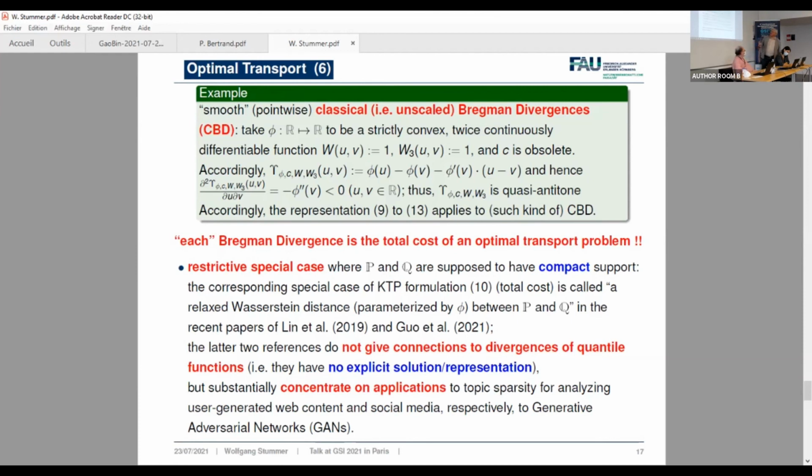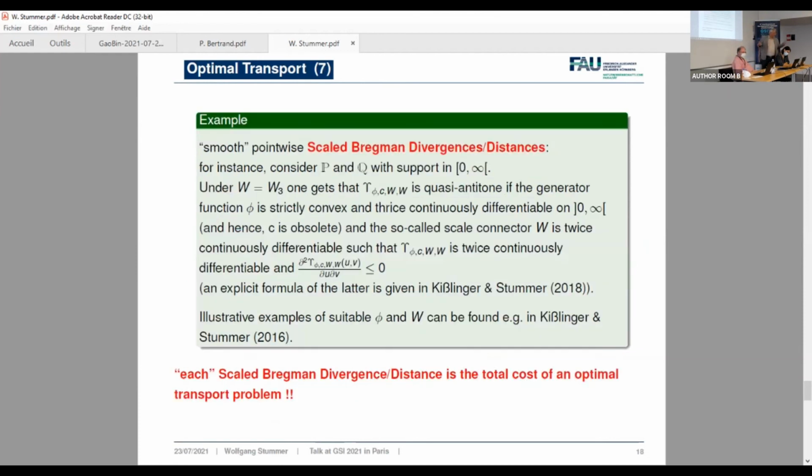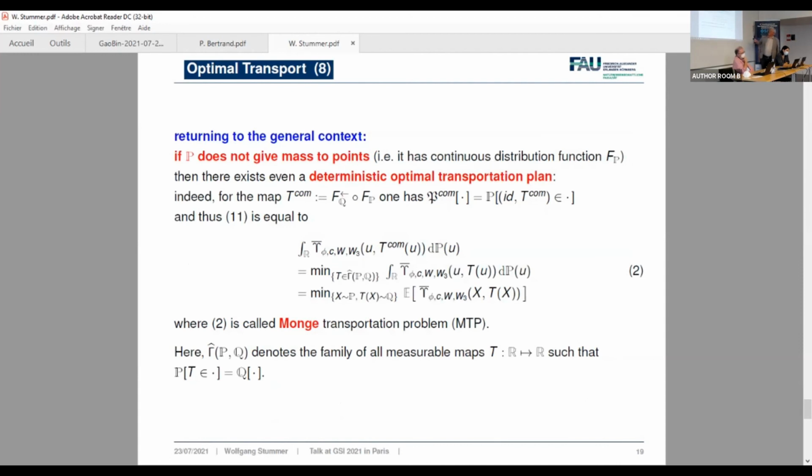Okay. So, second last slide, also now extending these things. Remember, we have the scaled Bregman divergences, and these cover both the phi divergences and the classical Bregman divergences. And again, one can show that each scaled Bregman divergence is the total cost of an optimal transport problem. And of course, under some assumption on B, that if B does not give multiple points, you can even end up with a Monge transportation plan.